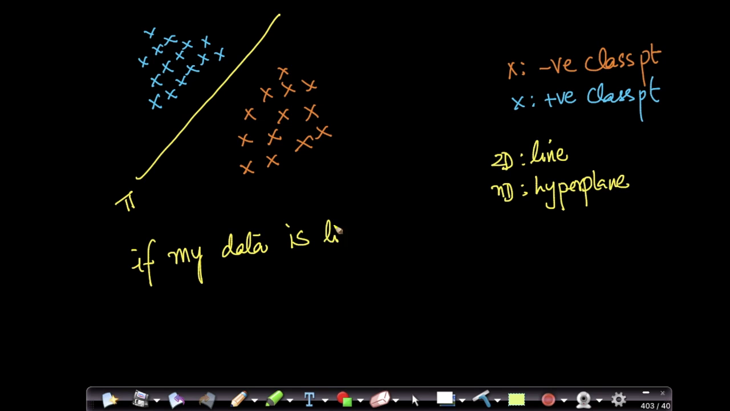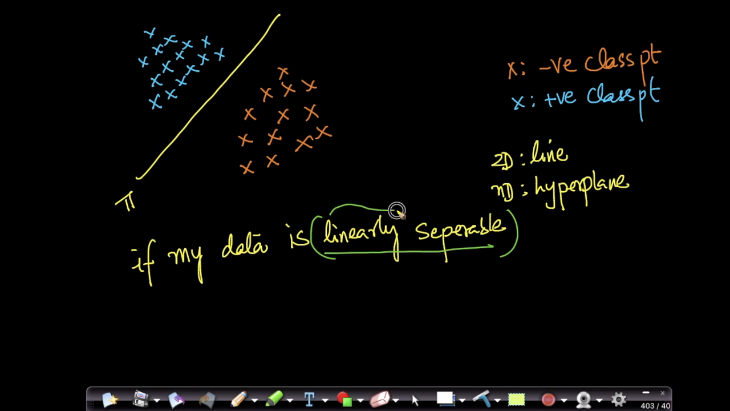So if my data is linearly separable, this word is very important, linearly separable. And what does linearly separable mean? Linearly separable basically means that there is a line or a plane that can separate my positive class from my negative class. That's what it means to be linearly separable, right? And there is also a term called almost linearly separable. What it means is most of your data is almost linearly separable. There might be some errors. For example, you might have a positive point here.